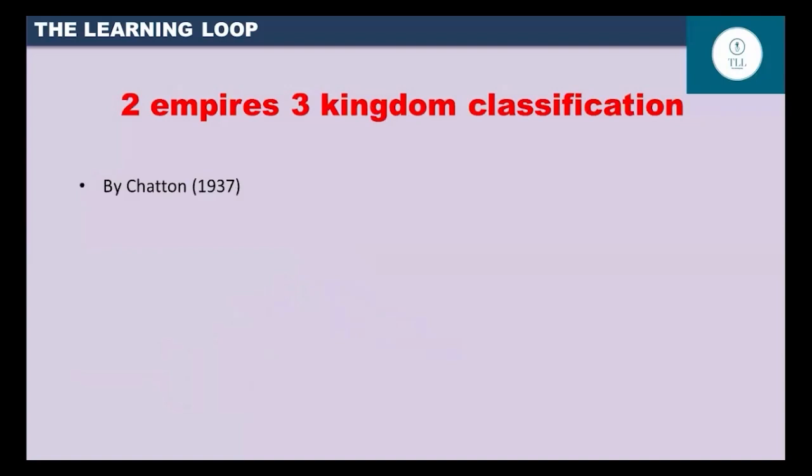Then, later on, in 1937, Chatton gave a two empires and three kingdom classification system. He created two empires called Prokaryota and Eukaryota and further divided them into Monera, Plantae and Animalia. This system separated prokaryotes from eukaryotes but failed to place lower organisms into a particular group.